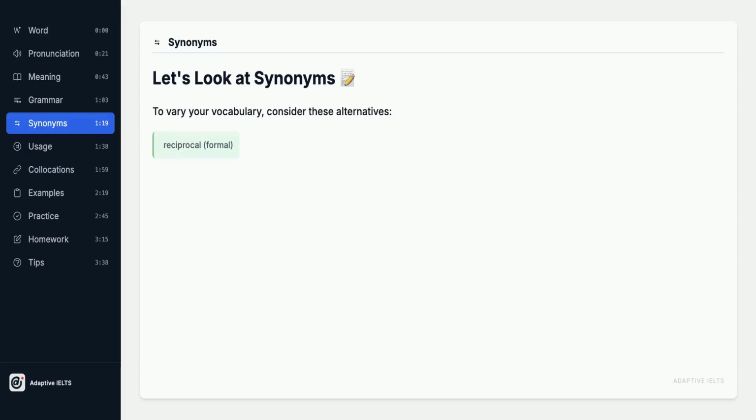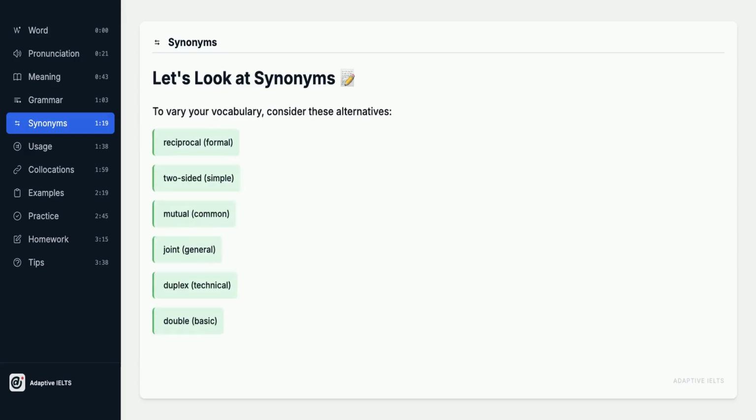To vary your vocabulary, consider these alternatives: reciprocal, formal; two-sided, simple; mutual, common; joint, general. For specific contexts, you might use duplex, technical, or double, basic. Remember that bilateral often remains the most precise term in formal contexts.